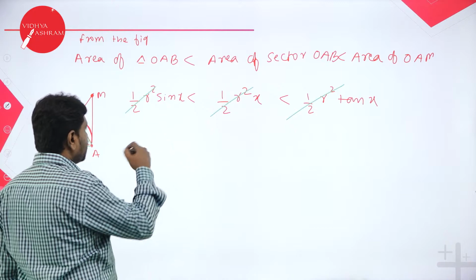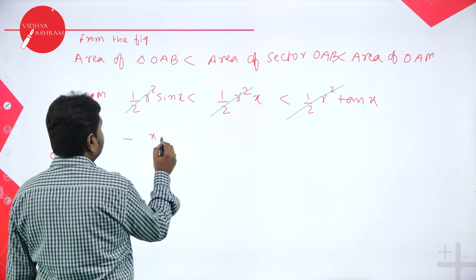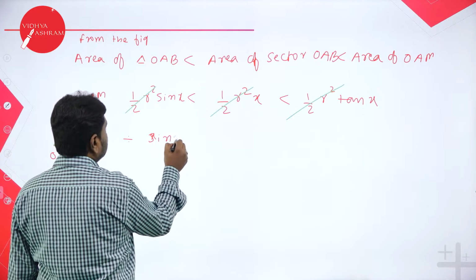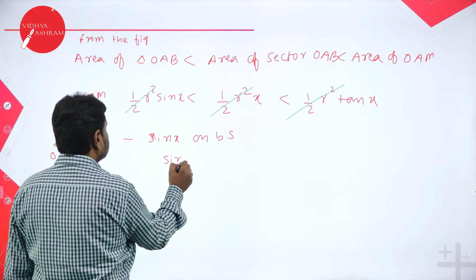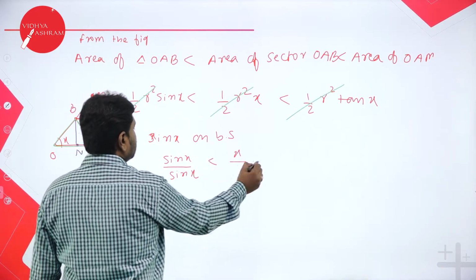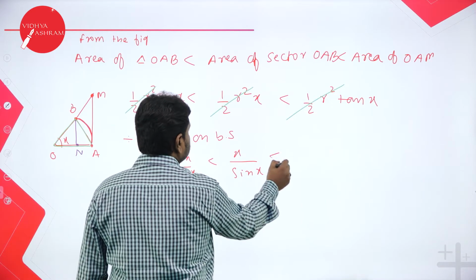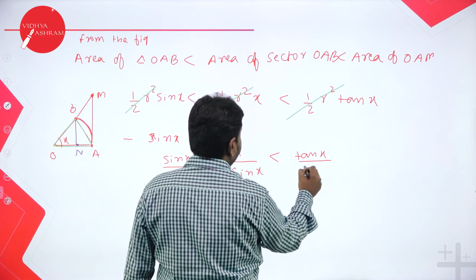So now you need sin x by x, so divide by x on both sides, or divide by sin x on both sides. Then it will become sin x by sin x less than x by sin x, which in turn is less than tan x by sin x.